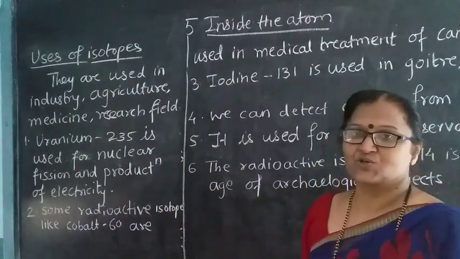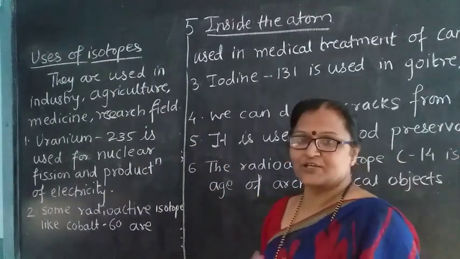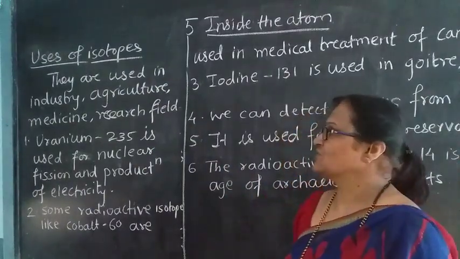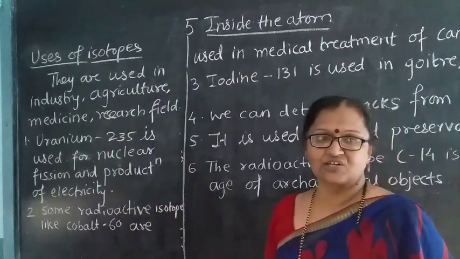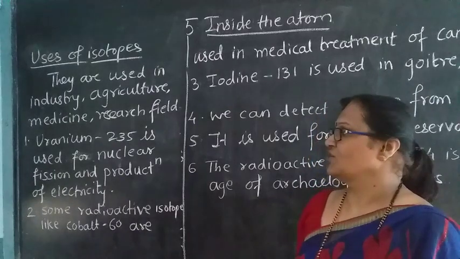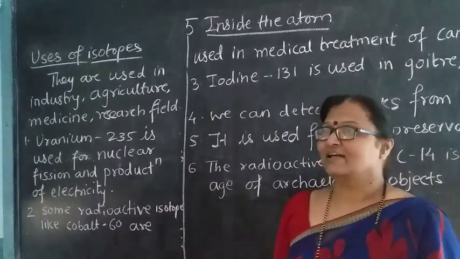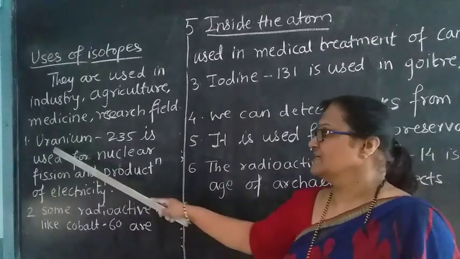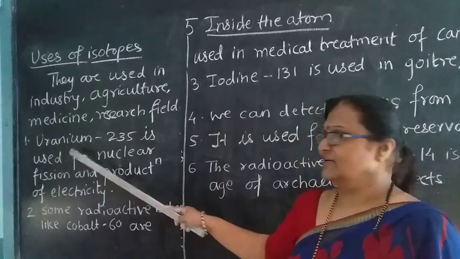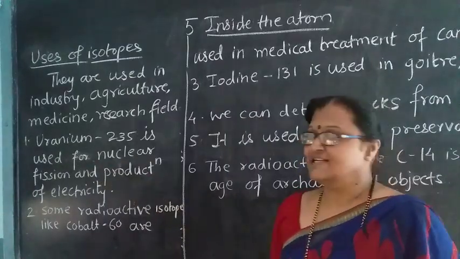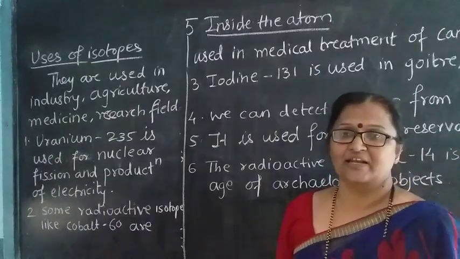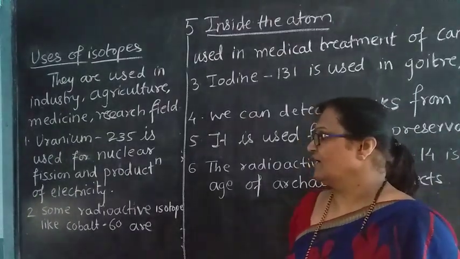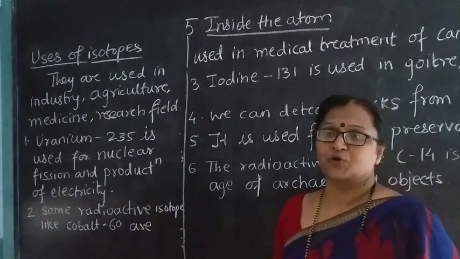Uses of isotopes. Now we are going to see the uses of isotopes. They are used in industries, the agricultural field, the medicinal field, or the research field. What are those? See here, first one. Uranium-235 is used for nuclear fission and production of electricity. So what we are doing? We are using it in the production of electricity.